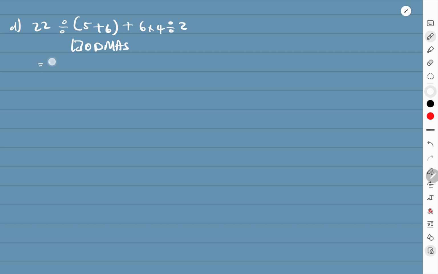Therefore I'm going to have 22 divided by, inside the bracket, 5 plus 6. And what is 5 plus 6? That is 11 plus 6 times 4 divided by 2. Now here I have an addition sign, meaning the addition has to be the last operation that I perform here. I have to start by prioritizing whatever is here, then go with whatever is there as well, giving my addition the last operation that I'm supposed to do.